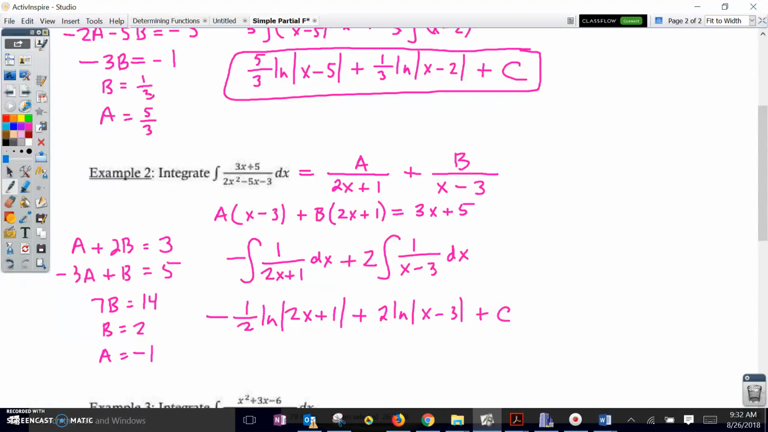But outside of that, pretty straightforward. Probably the most difficult thing was finding our factorization in the beginning. And then there's our solution to example 2.